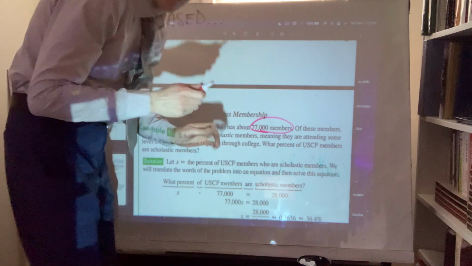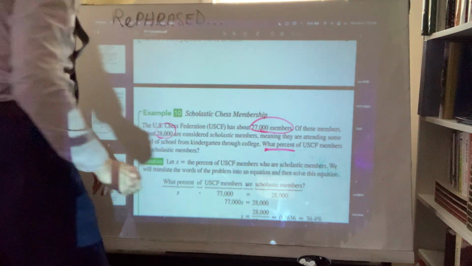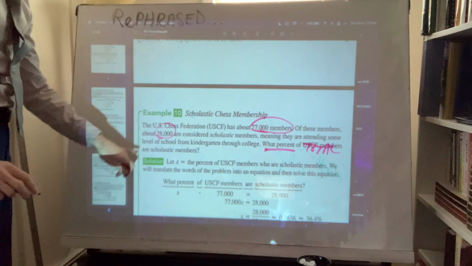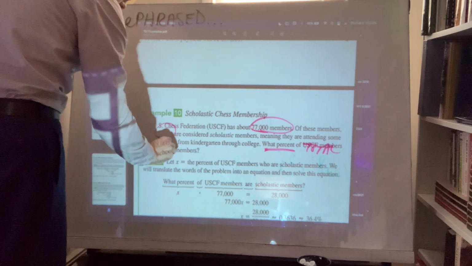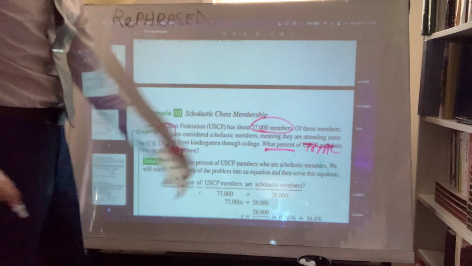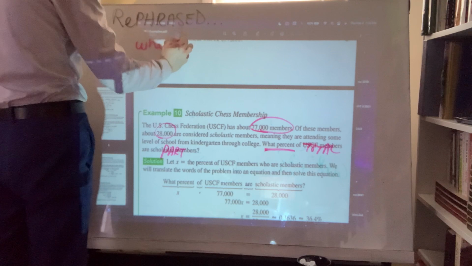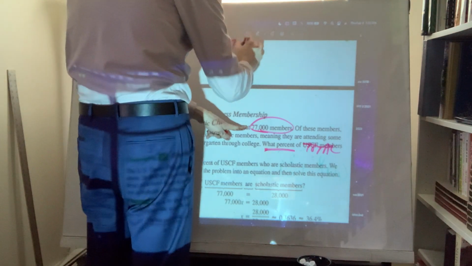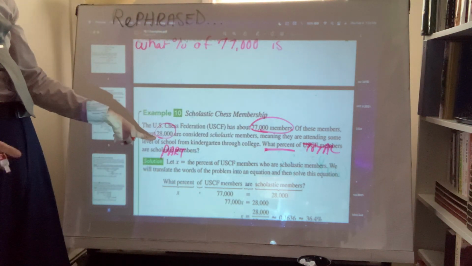They're telling you flat out here, what percent of the members, and that's total members, to rephrase, are scholastic, the smaller portion, the part here. If they're telling you what percent, then rephrase it like so: what percent of 77,000 is the part that is the smaller amount, 28,000.